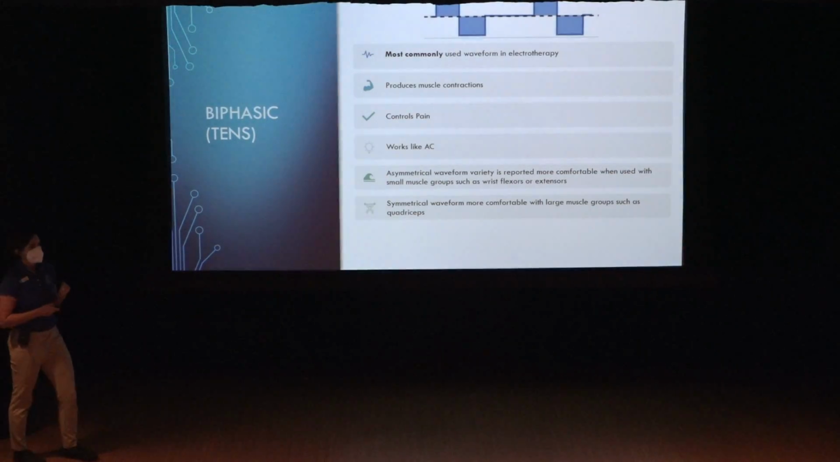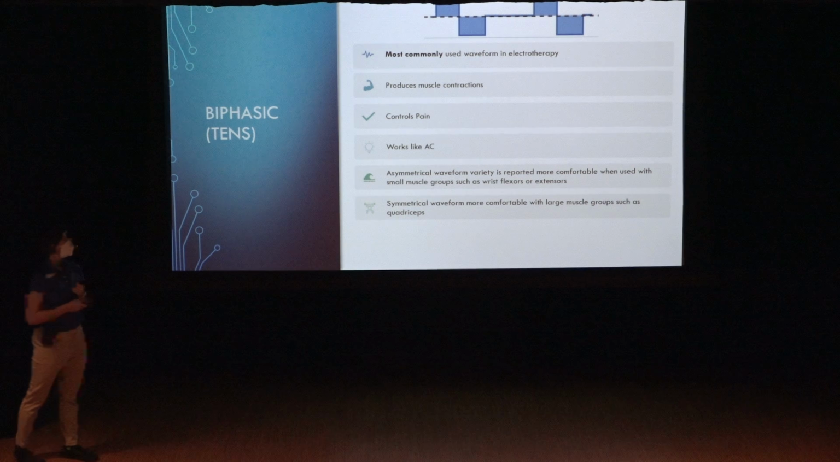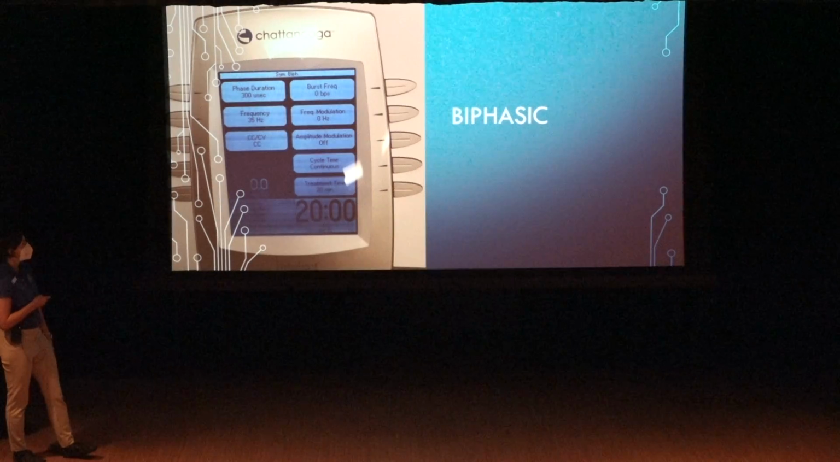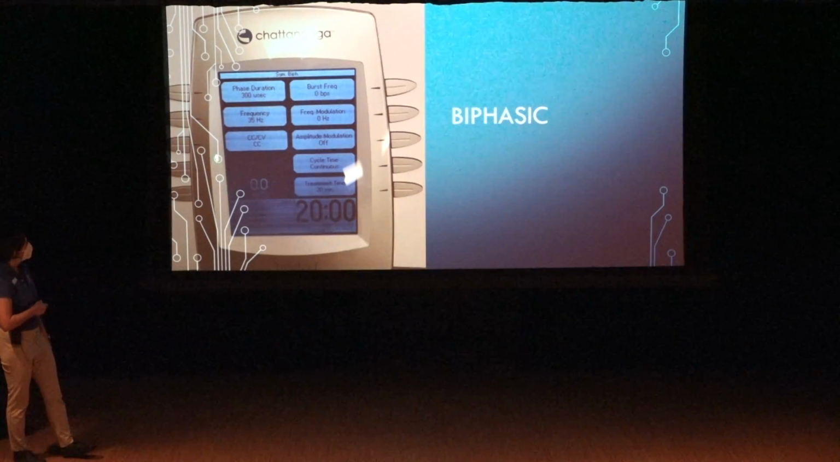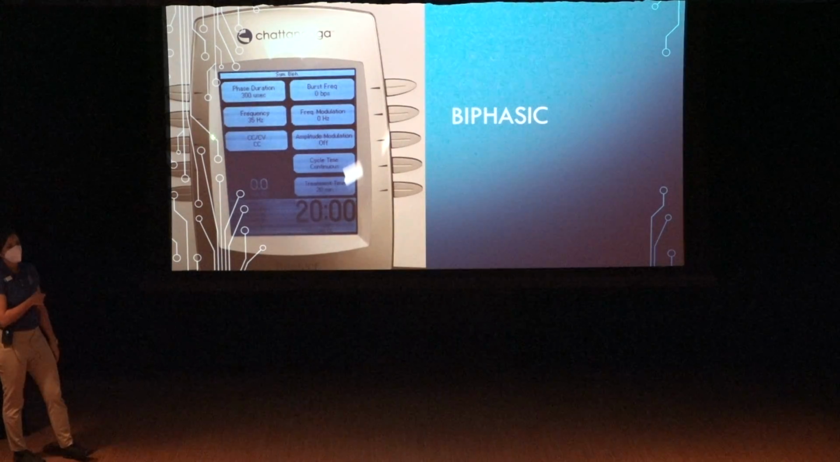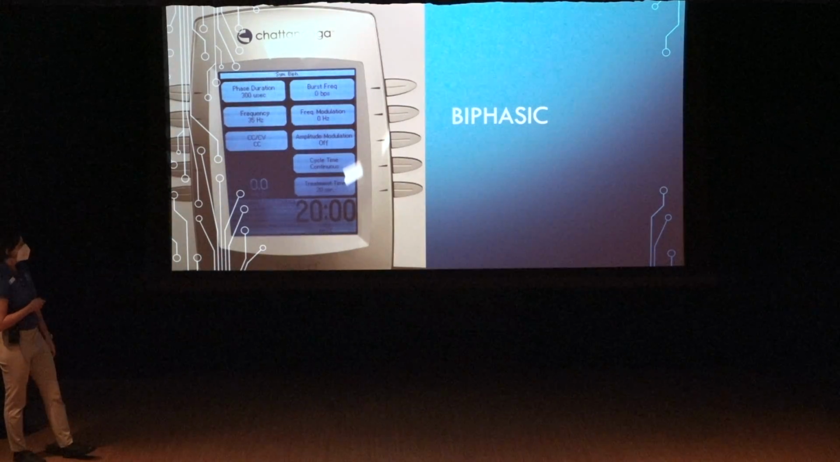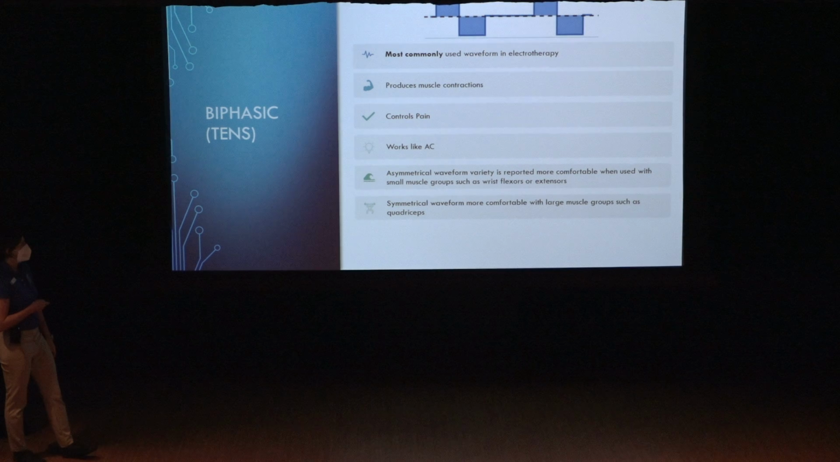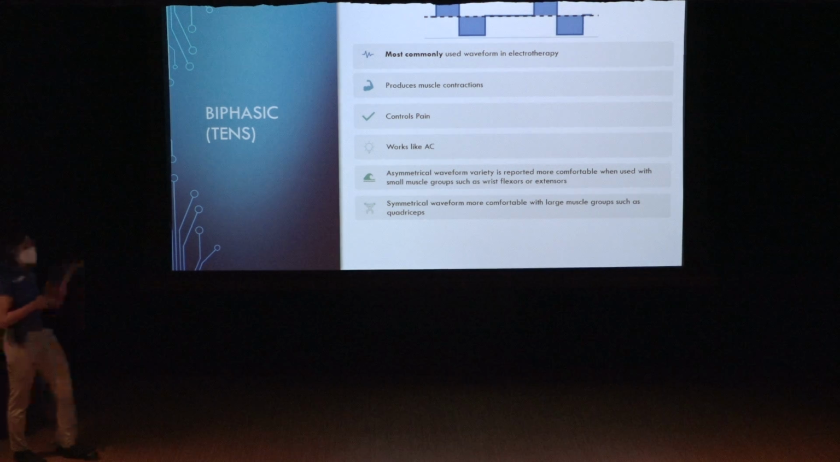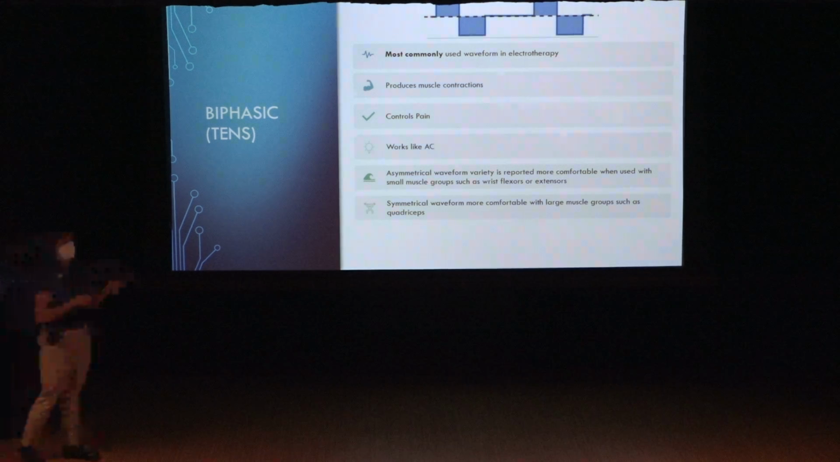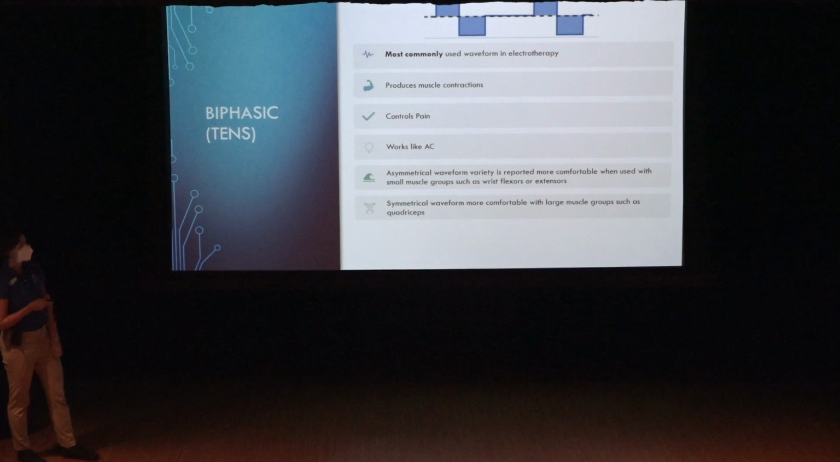Biphasic is our TENS. It's our most versatile waveform. Controls pain, and you can toggle the phase duration and the frequency on here, depending on whether you want chronic or acute pain. So it's very versatile, and you can also use it for, I've seen it done for muscle contractions as well. So you can utilize this one. Most machines have this function.